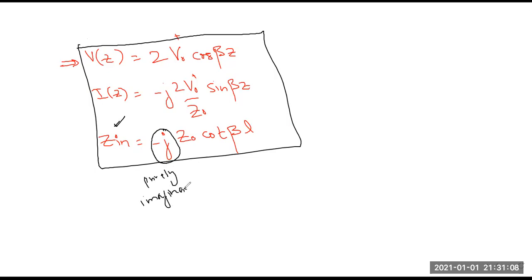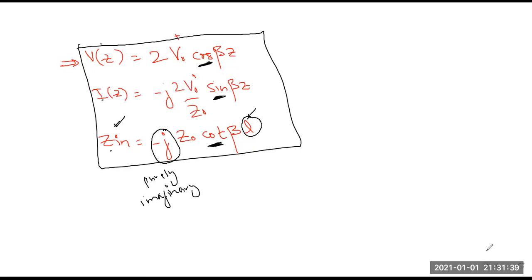So if a transmission line is terminated by an open circuit load, the impedance at any point will be purely imaginary. And the other thing that you can see is how much the impedance is at any position. It will depend on L, and you can see it is now a cotangent function. Now, what is going to be the difference as compared to the previous case? Now voltage is varying as a cosine function and current is varying as a sine function.